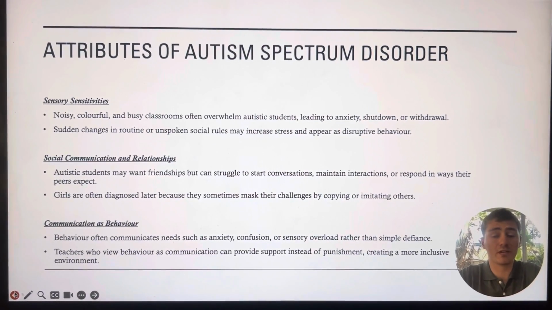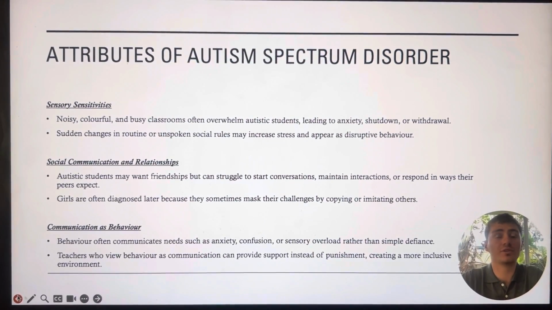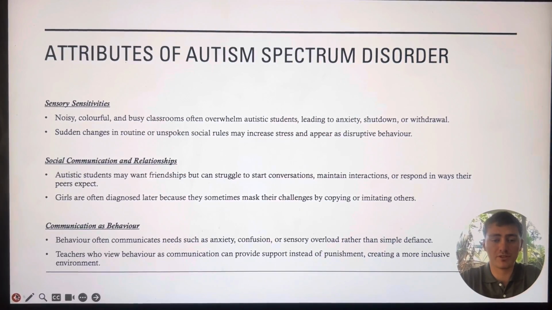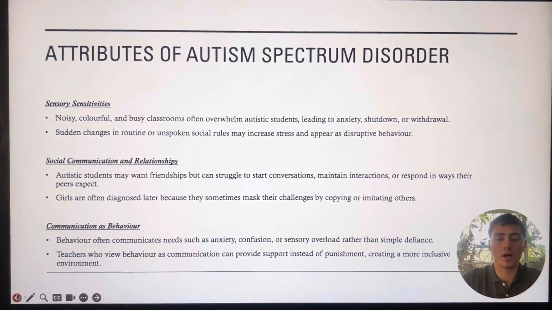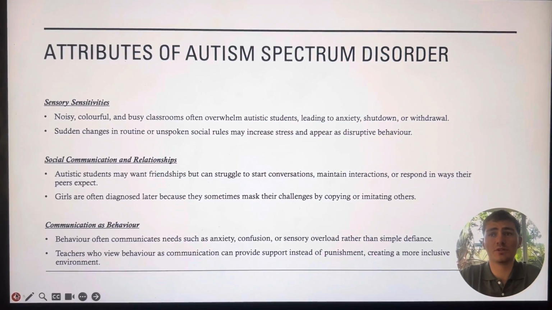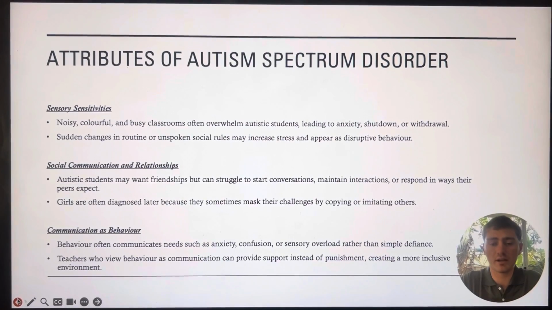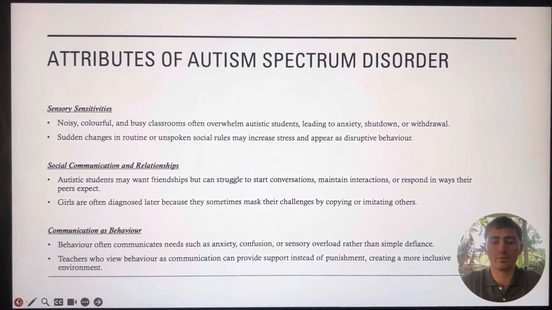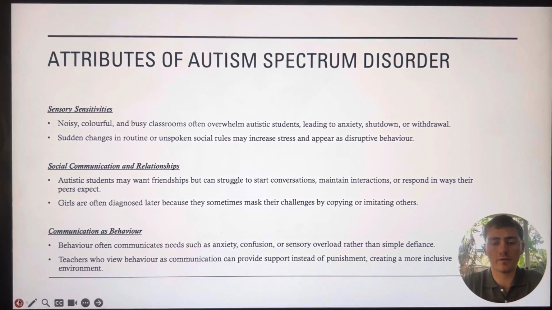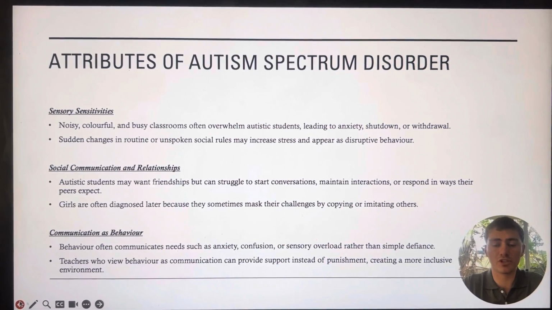Social communication and relationships. Students with autism do want companionship with their peers, they do want friends, but often it can be quite hard for them to interact with their peers simply because they can't pick up on social cues or, for example, sarcasm. They struggle to understand that. So it's quite hard for them to interact or build relationships with their peers.